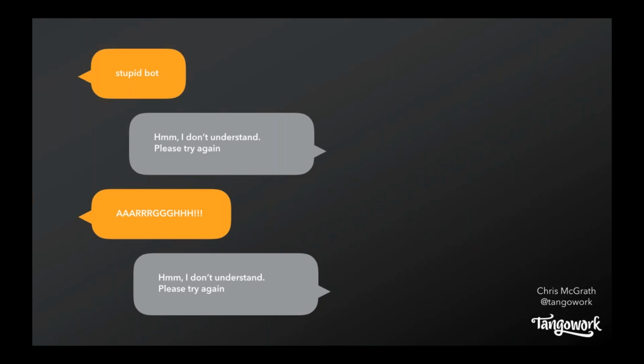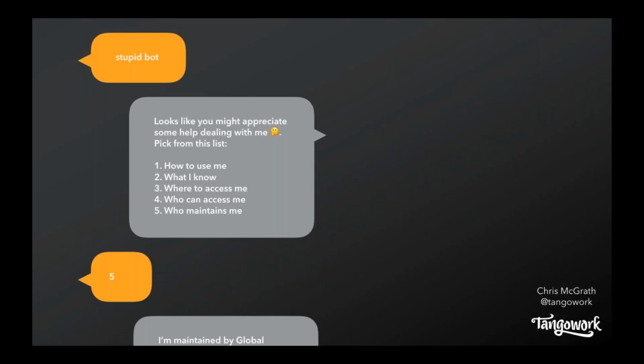So a better response, and what we did at Citadel, is something like this. If somebody says stupid bot, the chatbot recognizes that the user's frustrated. And so it brings back, looks like you might appreciate some help dealing with me. Pick from this list: how to use me, what I know, where to access me, who can access me, who maintains me. And this response is more likely to calm the user down and bring them back into the fold.